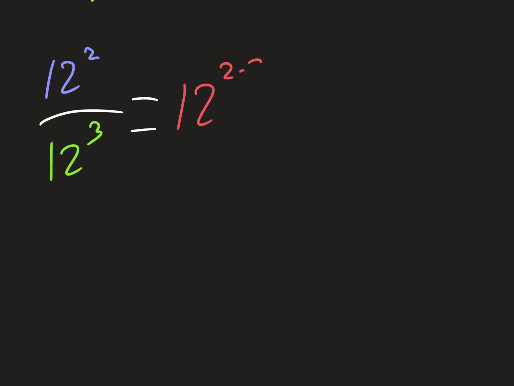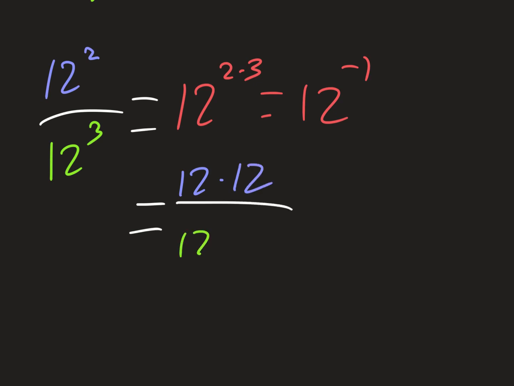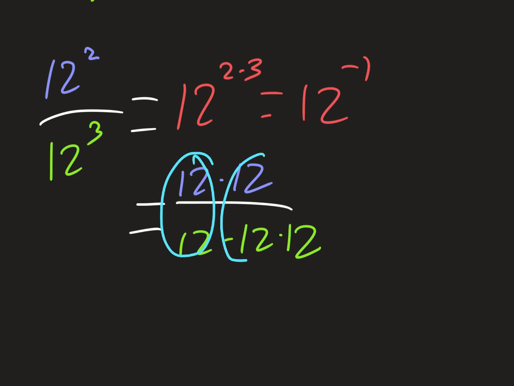Let's do 12 to the second power divided by 12 to the third power. This gives us 12 to the 2 minus 3, which is 12 to the minus 1. If we were to do this by expanding it, you would have 12 to the second power over 12 to the third power, which, when you cancel it out, would give you 1 over 12. This means that 12 to the minus 1 is the same thing as 1 over 12, and the rule does work.